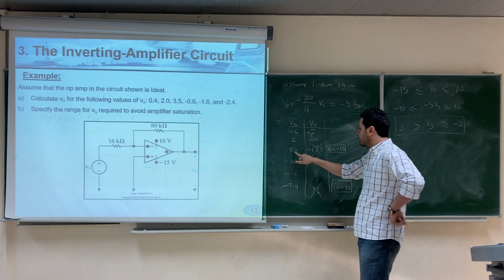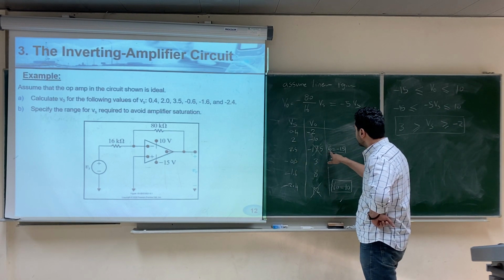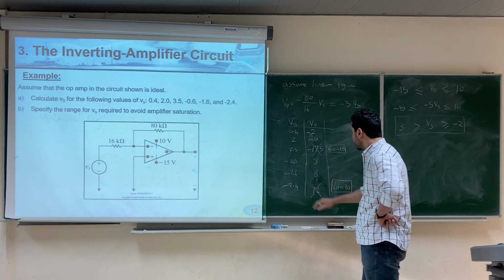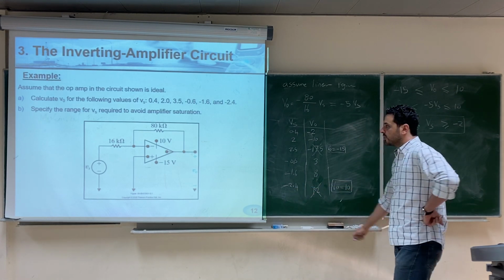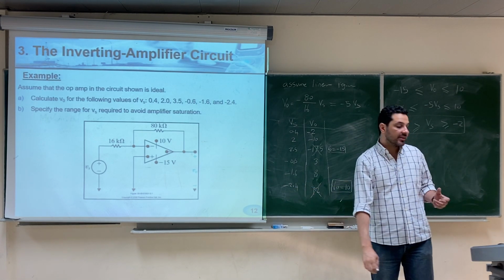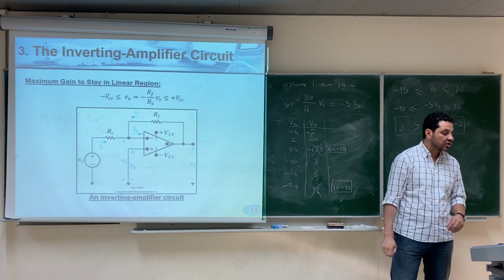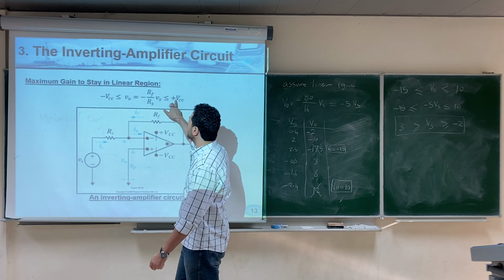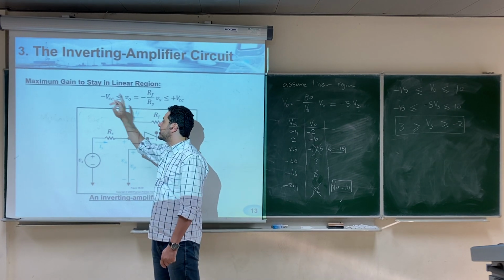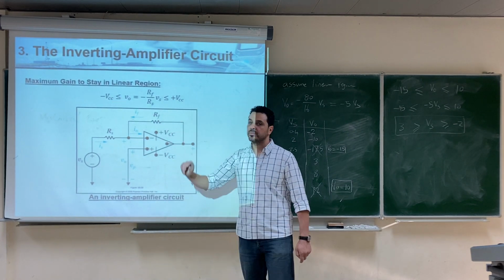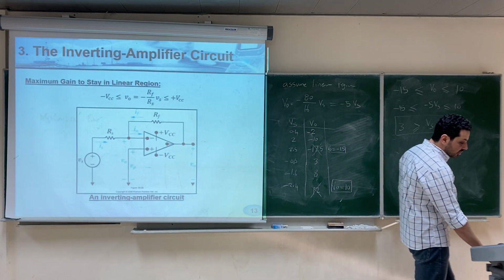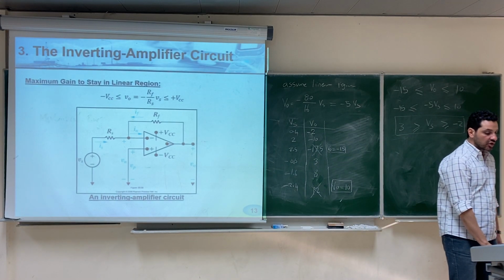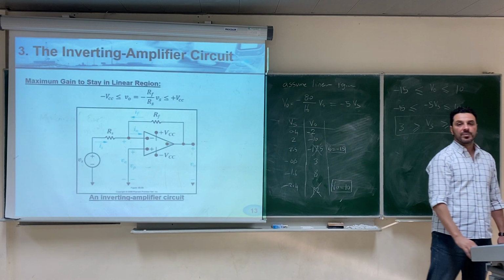Of course, if we increase above 3, there will be saturation. If we go below negative 2, there will be saturation. So in order to calculate the range at which the amplifier is not going to saturate, you have to write that the output must be between the positive DC supply and the negative DC supply. This is a very important condition to check your assumption of linearity. Okay? We'll stop here in this video.